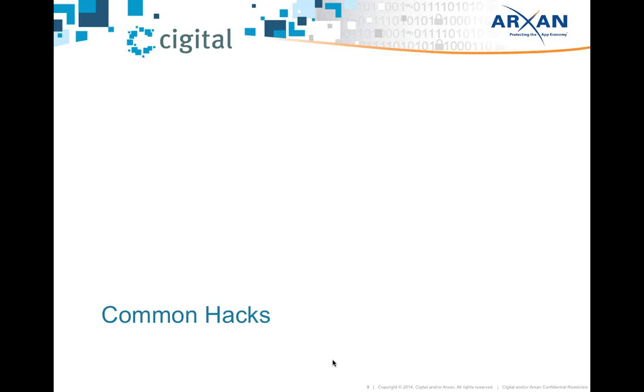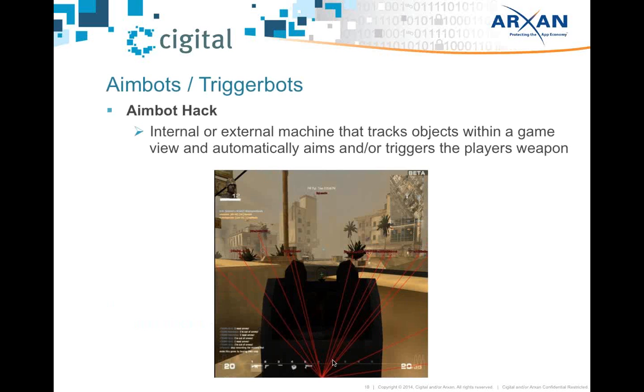So what are the common hacks that are often seen in multi-user games, online games? Aimbots and trigger bots are very common in first-person shooters. Basically, the way these work is there's either some internal code that gets injected into the game client, or there's an external machine that tracks objects within the game and automatically aims the player's weapon or automatically triggers the player's weapon when they are aimed at a target. So essentially, it makes the play very unfair for other players who are not using such a device.